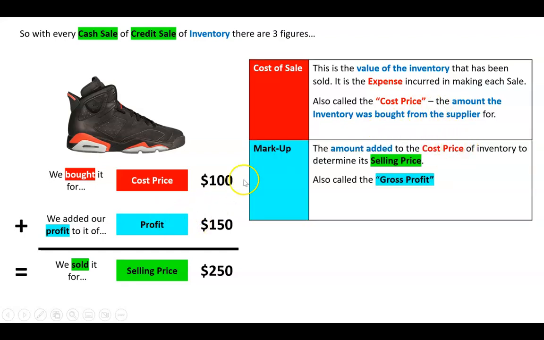Then this profit bit, we're going to call that markup. So that's the amount added to the cost price of inventory to determine its selling price. And later in the course, we'll call that gross profit. But for now, we're just going to call it markup.